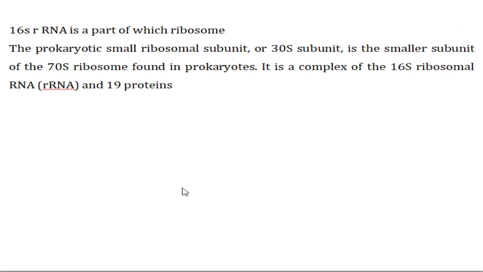Next, they asked in which part of the ribosome the 16S rRNA resides. It resides in the prokaryotic smaller subunit, also called the 30S subunit of the 70S ribosome. This 30S subunit holds the 16S ribosomal RNA, and additionally it also holds 19 protein molecules.